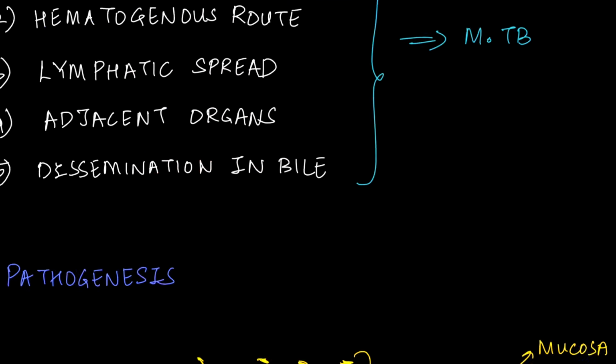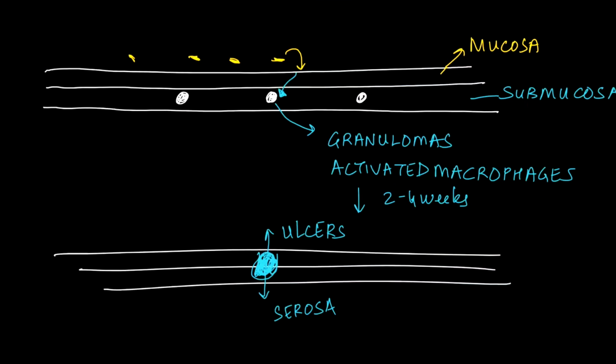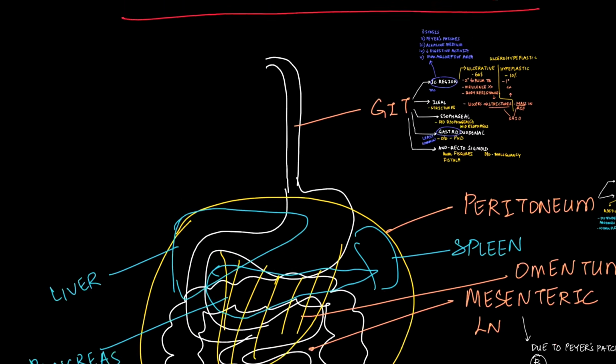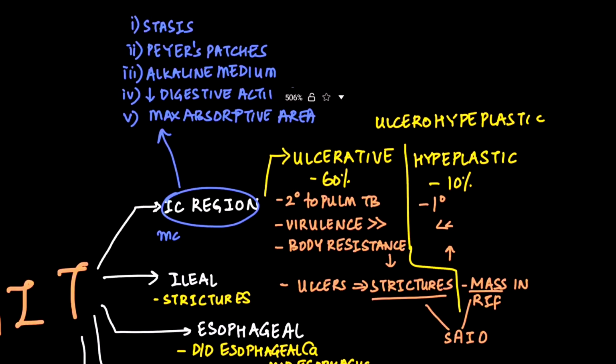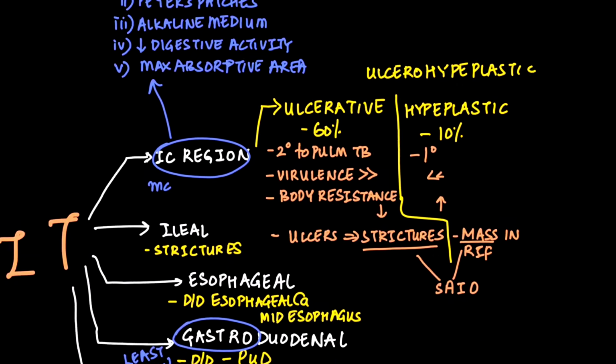We've discussed the pathogenesis, where we see the organisms gain entry into the mucosa, spread into the submucosa within the lymph nodes, leading to the formation of granulomas. And after 2 to 4 weeks, when caseous necrosis occurs, the spread occurs either deeper or superficial up till the serosa, or leading to the formation of ulcers. Next, looking at the various types, we've seen in the gastrointestinal tract that the ileocecal region is the most common, and we've discussed the various causes for that.